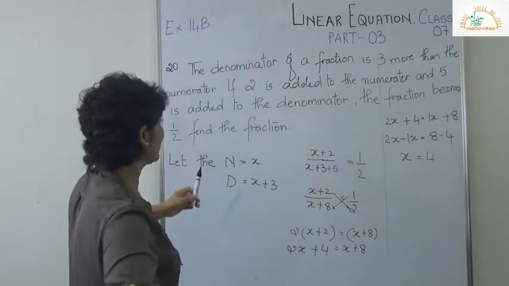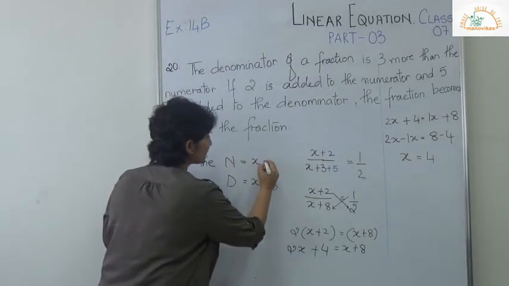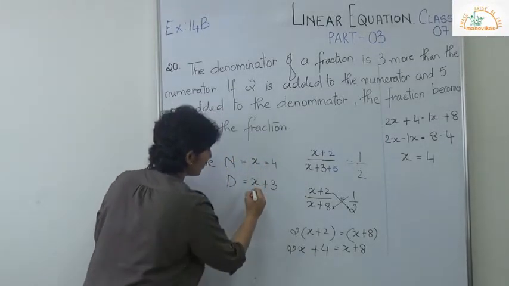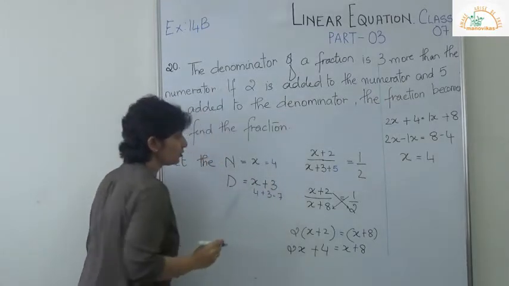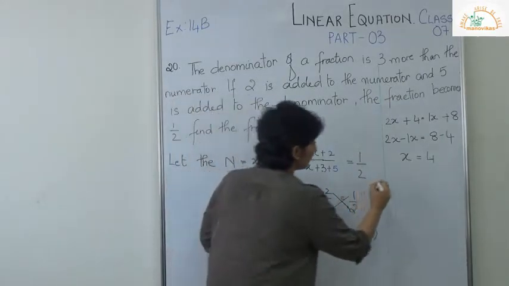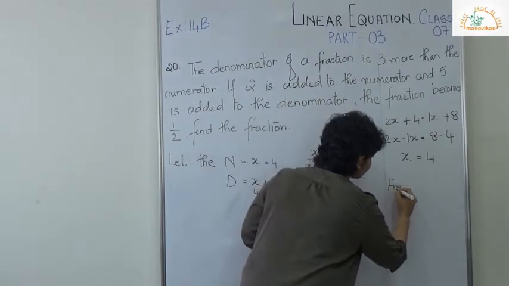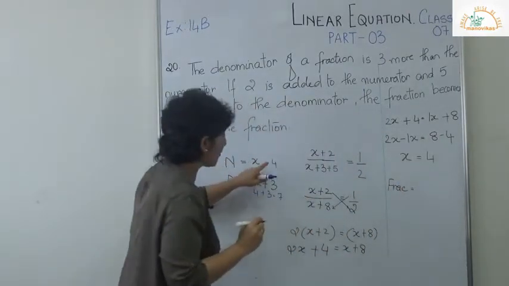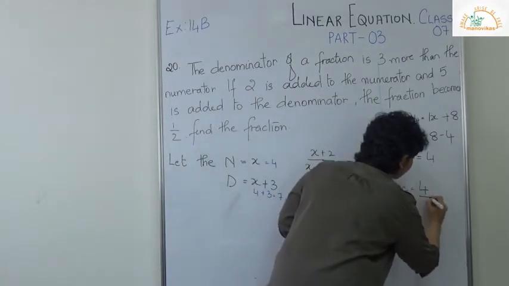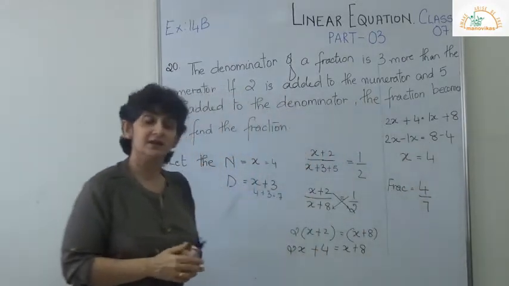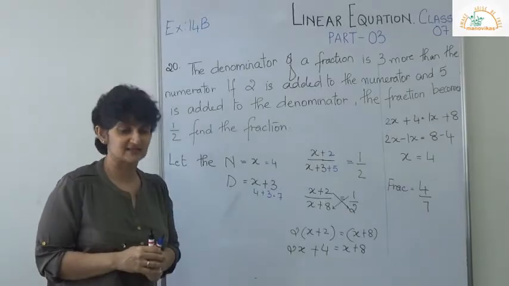So, what should my fraction be? x is equal to 4. And the denominator would be 4 plus 3, which is equal to 7. So, my fraction which I want is 4 upon 7. Is that clear, children? Have you understood? Let's move on to the next question.